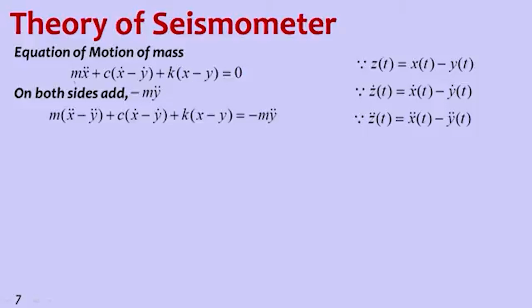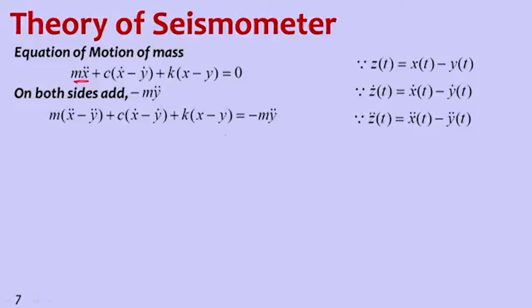So, mass is moving by x double dot only. Inertia force is related to the absolute motion of the mass, which is x double dot, absolute acceleration of the mass. And then damping and stiffness are relative terms. That means as long as there is extension or compression in the springs, then only force in the springs will appear, otherwise it is 0. So, that is why m x double dot plus c into x dot minus y dot plus k into x minus y is equal to 0.